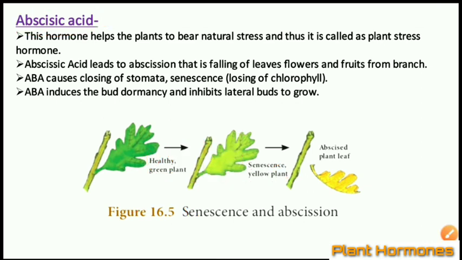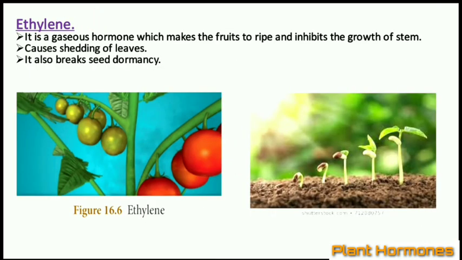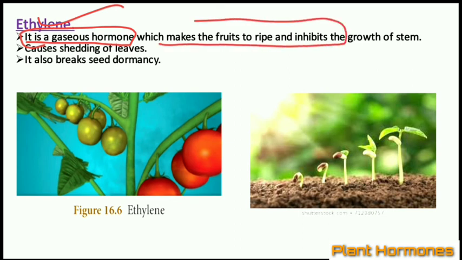Hope it is clear. Now the next and last hormone in plants is a gaseous hormone called ethylene. Ethylene is a gas. It is a gaseous hormone which helps the plants to ripen. You can see these are unripe tomatoes and these are ripened tomatoes. This ripening has been done due to ethylene.